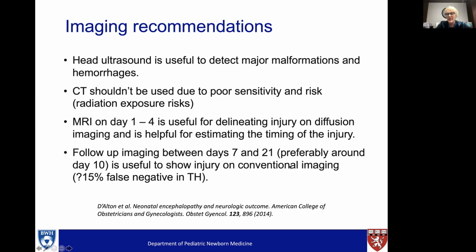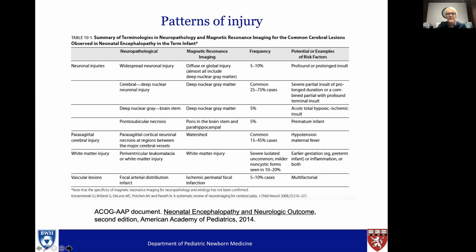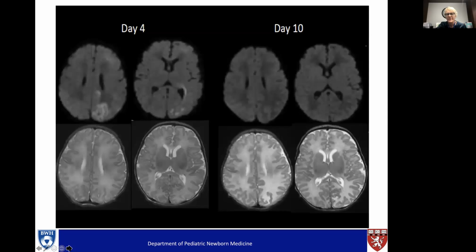But follow-up imaging, really, if you get to do 1 scan only, I would strongly encourage you to do it between day 7 and 21, preferably around day 10 or 14, because you are going to miss some evolution of injury because that injury is still evolving, as you could see on the hypothermia study. What do you see when you look at the imaging? The 2 commonest patterns are the cerebral deep nuclear neuronal injury that we looked at and the so-called watershed or parasagittal brain injury. Here's an example of a parasagittal injury.